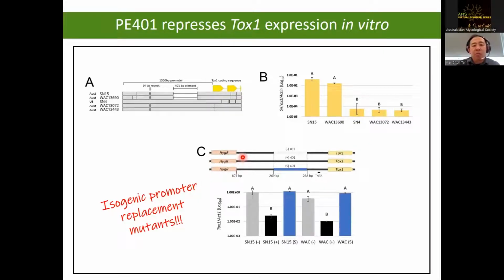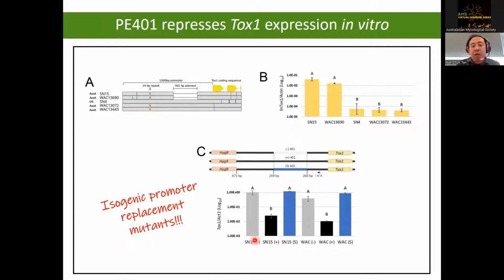And how we did this was that we created 3 different constructs. One of these constructs had no P41, the second construct possesses P41, and the third construct also possesses P41, but the sequence in this region over here has been scrambled. So we transformed these 3 constructs and performed locus-specific replacement of TOX1 in SN15 over here, but also in the wild-type strain 13072 over here as well.